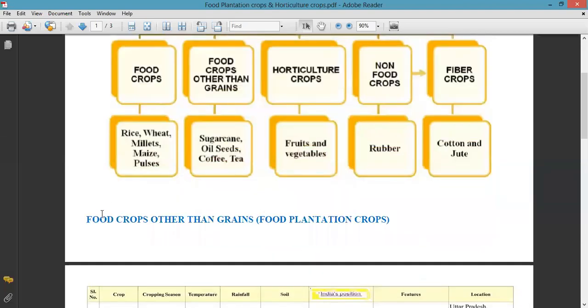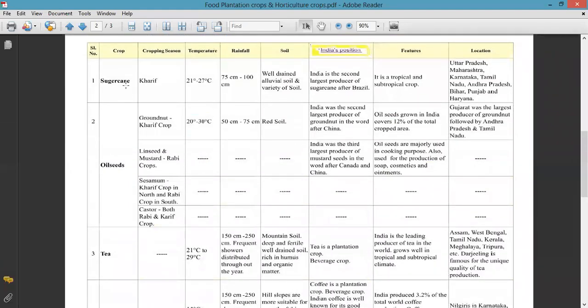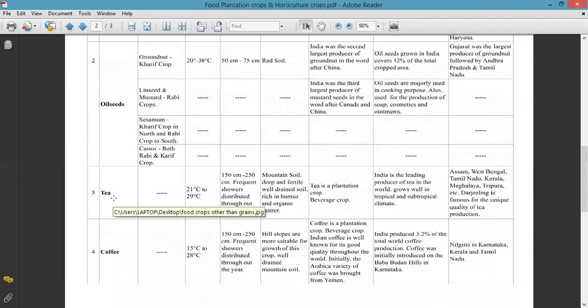Okay. First, food crops other than grains, I mean, food plantation crops. Example, sugarcane, oilseed, tea, coffee.